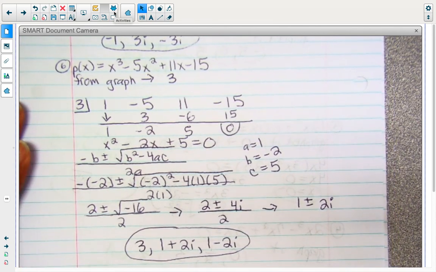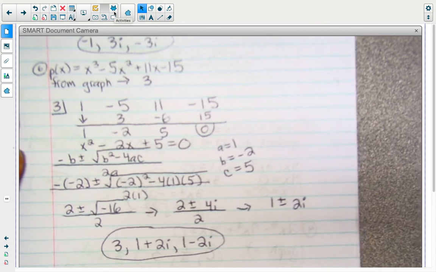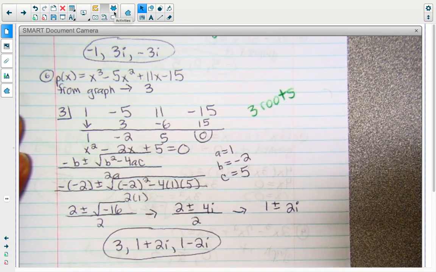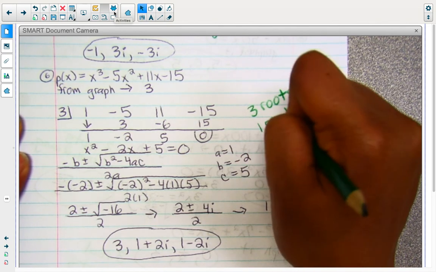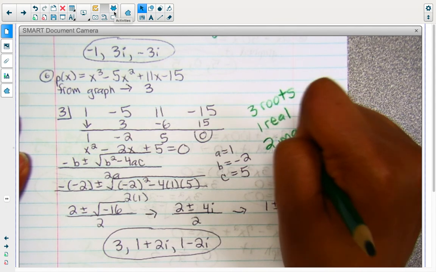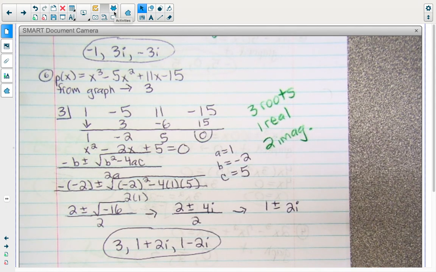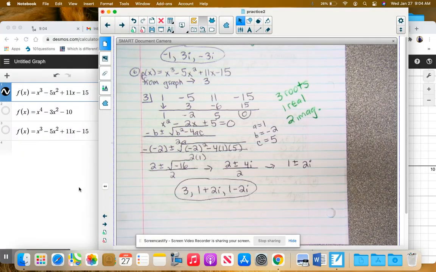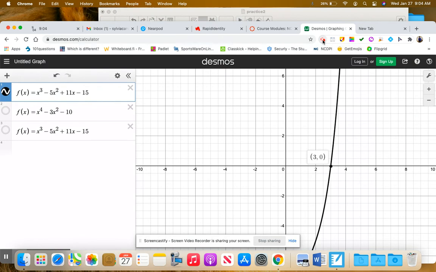Okay, let's list out what we have. We got 3 roots. 1 is real, and that 1 real root is 3 from the calculator, and 2 are imaginary. Imaginary numbers come in pairs, just a reminder. So you'll never just have 1 plus 2i. You're going to end up having 1 minus 2i because imaginary numbers come in pairs. In the next video, we'll talk about how to solve problems that are x to the 4th. So that's coming up in the next video.